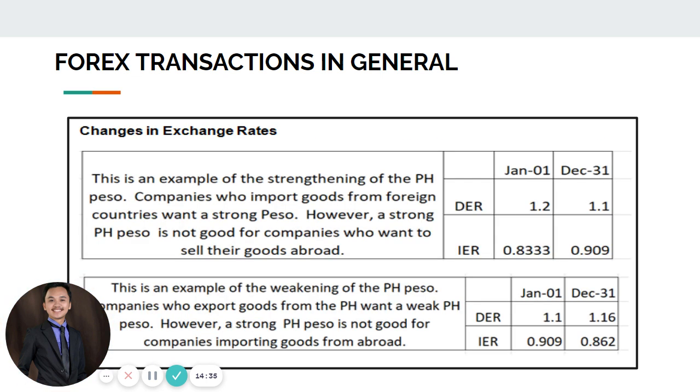Okay? Now, to continue our illustration, we have here the changes in exchange rate. As mentioned earlier in our introduction, it's actually one of the business risks that an entity may face. All right? So this fluctuation of your exchange rate is actually personified by the strengthening and weakening of your Philippine peso or of your local currency unit.